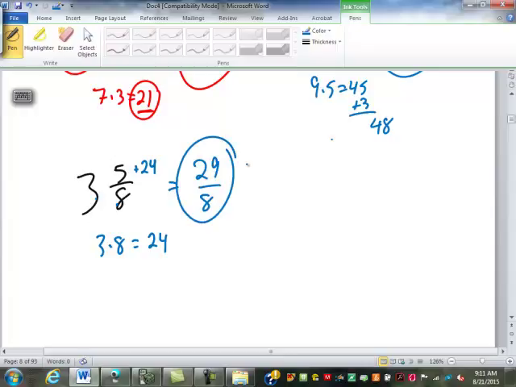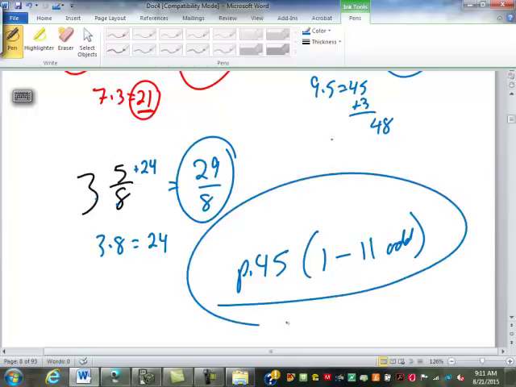So where I'm going to have you start out now is I'm going to have you look, starting back on page 45. We're going to do 1. It's actually going to go over onto page 46. 1 through 11, the odds there. Convert those mixed numbers back into improper fractions.